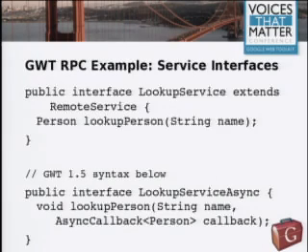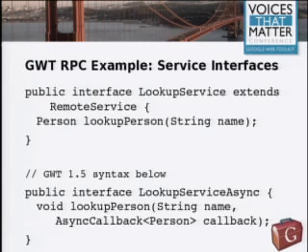For a sample of what this looks like, let's say we wanted to define a lookup service that is going to look up a person record from a name. So we define an interface, and notice that it extends RemoteService, which is a GWT class that's supplied, and it returns a person record given a name. You could also have a throws clause on that, declaring what exceptions it can throw, etc.